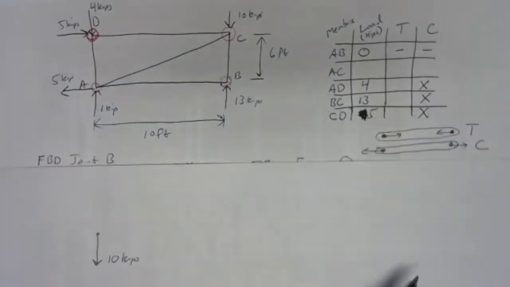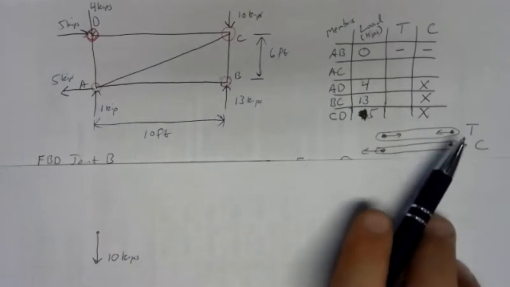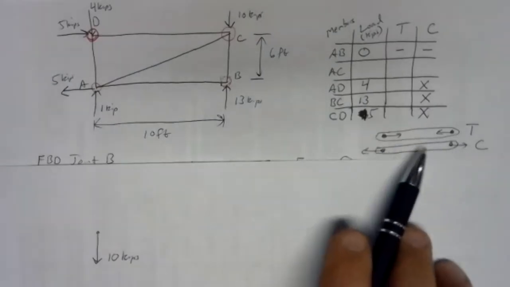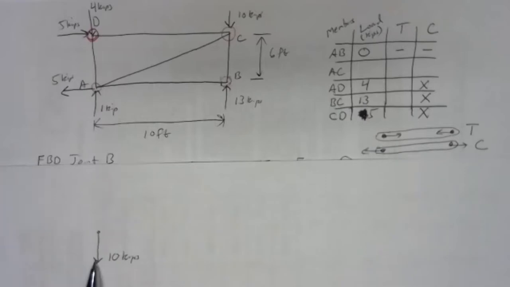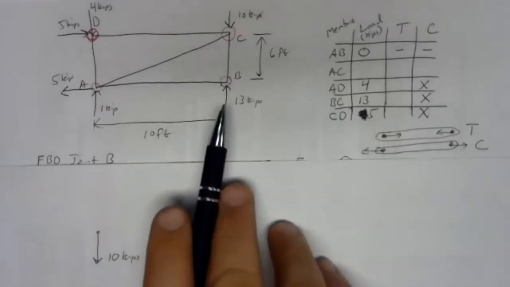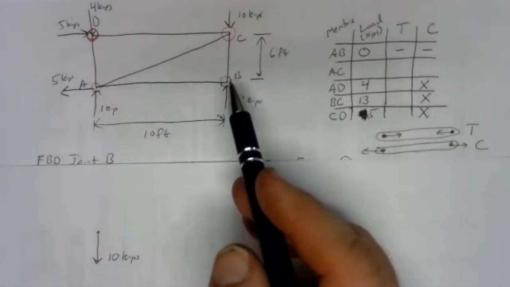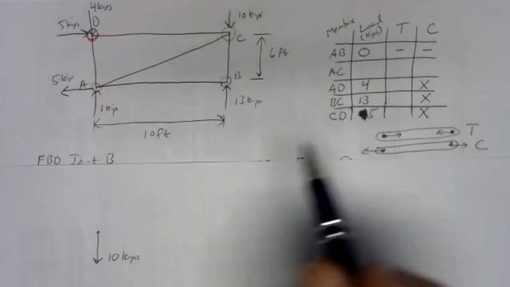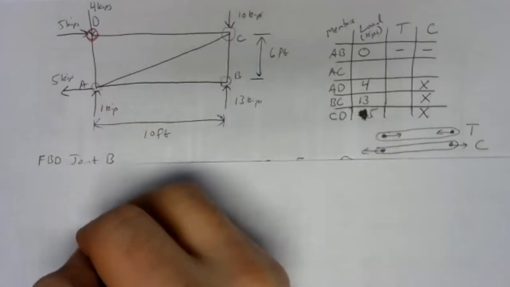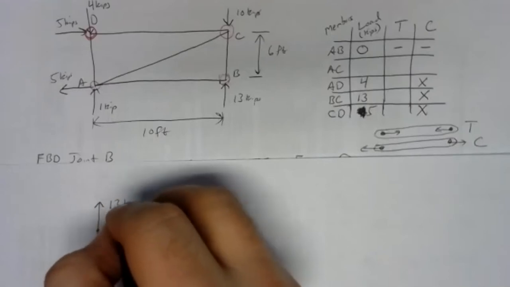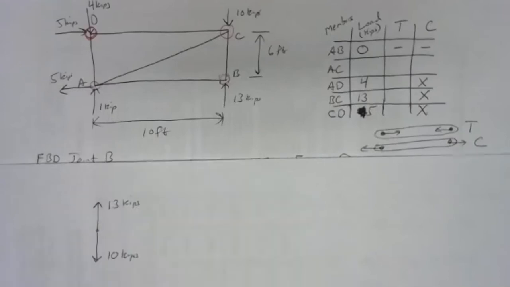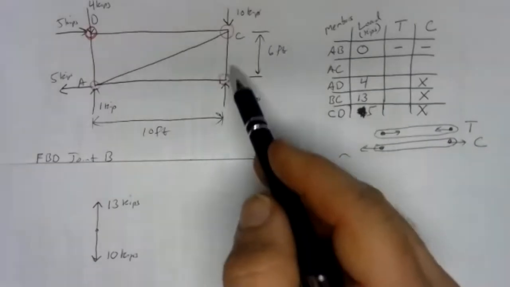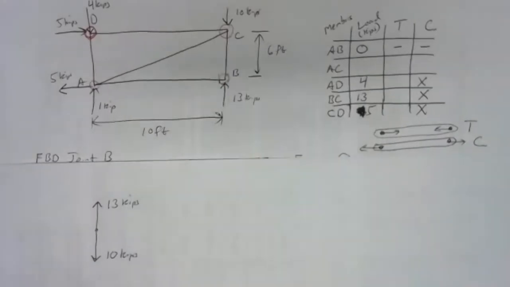So it's again important to get the direction right, because these arrows are the directions you're going to draw on your free body diagram. So member BC is in compression. That means it's pushing joint B down, but it's pushing joint C up. So the 13 kips that comes from member BC has got to be up. So that's 13 kips there. That comes from the fact that member BC is in compression, and members in compression push the joints apart. So B is down, C is up.